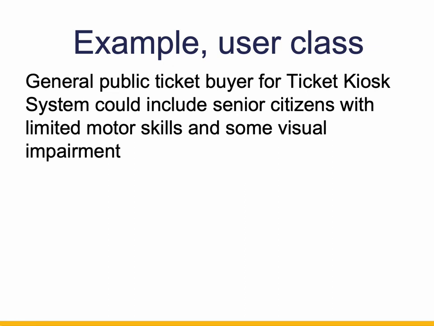A more specific example of a user class could be a public ticket buyer for the ticket kiosk system that's mentioned in the book. This could be senior citizens, anybody who needs public transportation. That person could have limited motor skills and some visual impairment. So we'll need to accommodate them, and the kiosk screen will have to have large text.